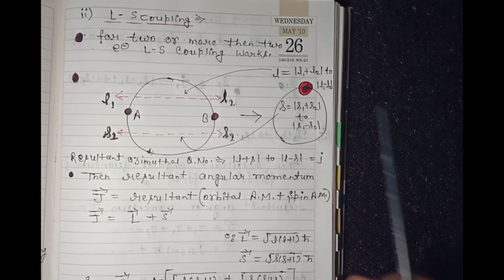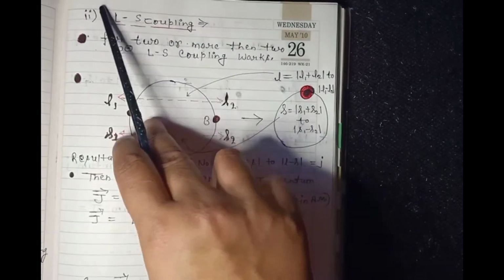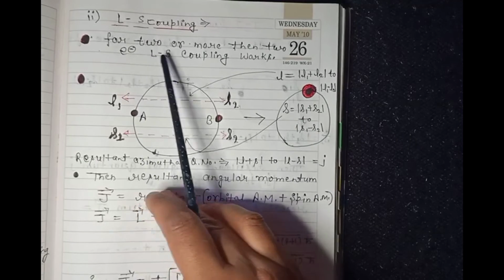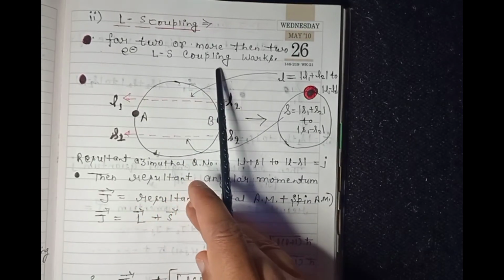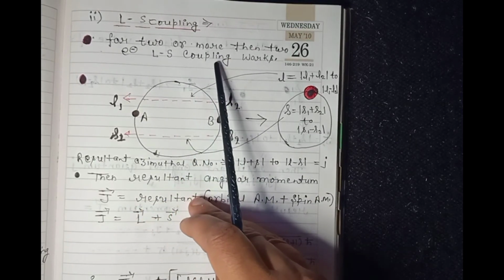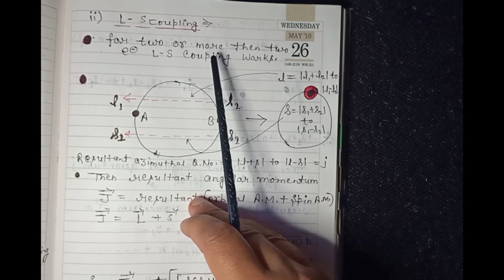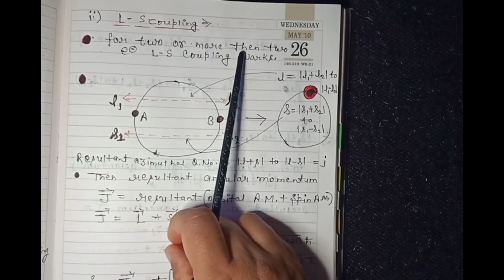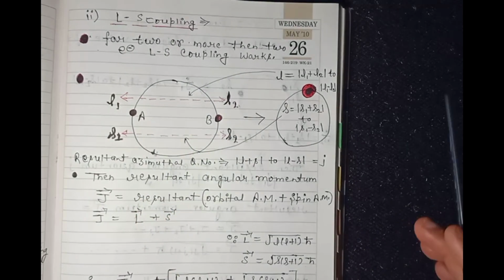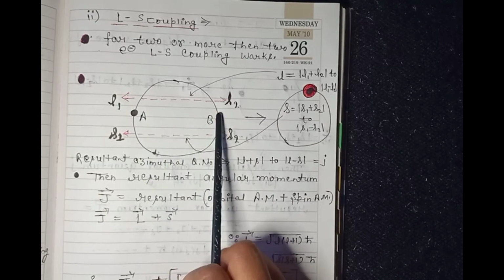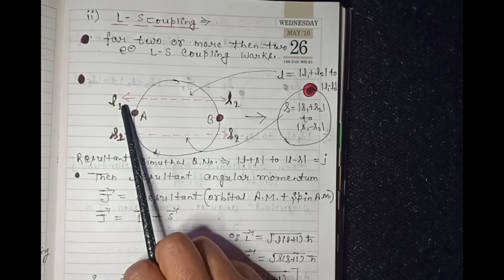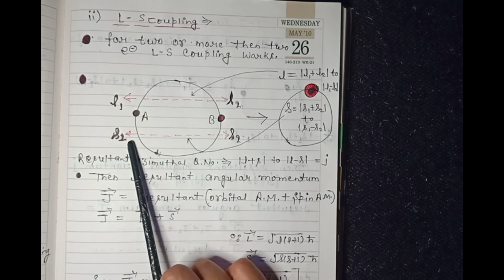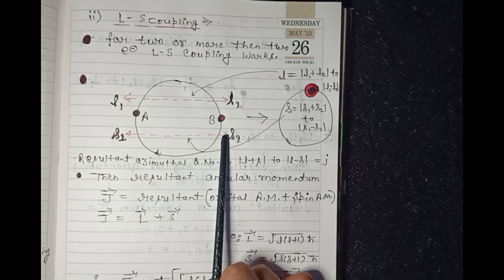Now we are talking about LS coupling. So why do we call it L and S coupling? For two or more than two electrons, LS coupling works. As you can see, spin orbit coupling works when we are talking about one electron, and LS coupling works when we are talking about two or more than two electrons. Let's take an example. Let we have two electrons A and B having azimuthal quantum numbers L1 and L2 respectively, and spin quantum numbers S1 and S2 respectively.